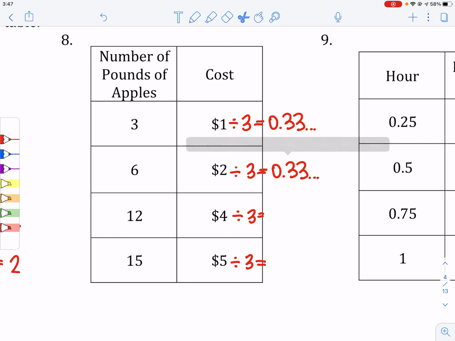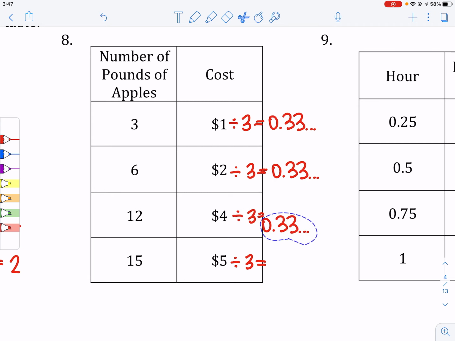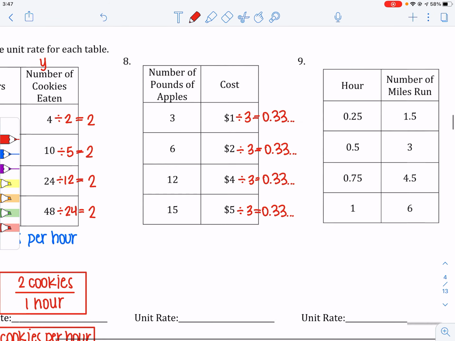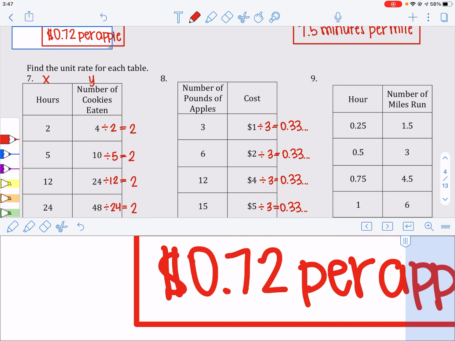The order does matter, but the point you choose to use, or the data point you choose to use, does not matter. So it's always the second number divided by the first number. Don't do 3 divided by 1, because then you're telling me it costs $3 for 1 apple or 1 pound of apple, and that's not true. Okay, all right, and then we need to write it out as a unit rate.